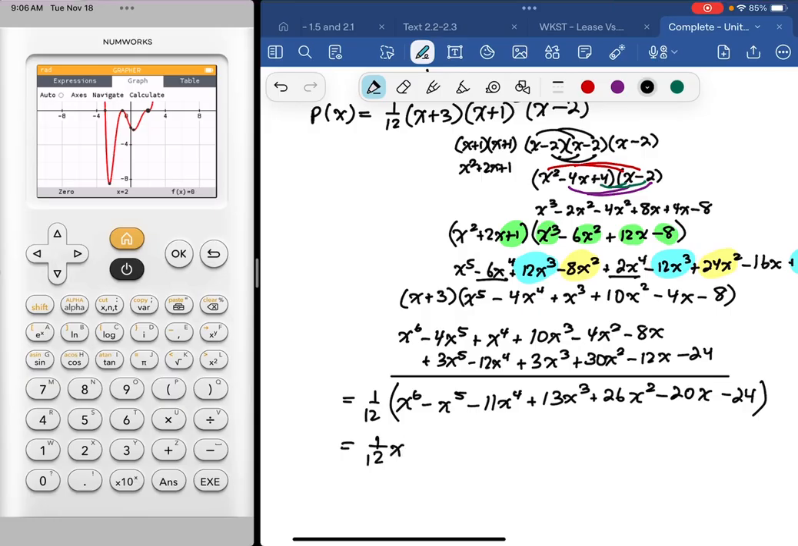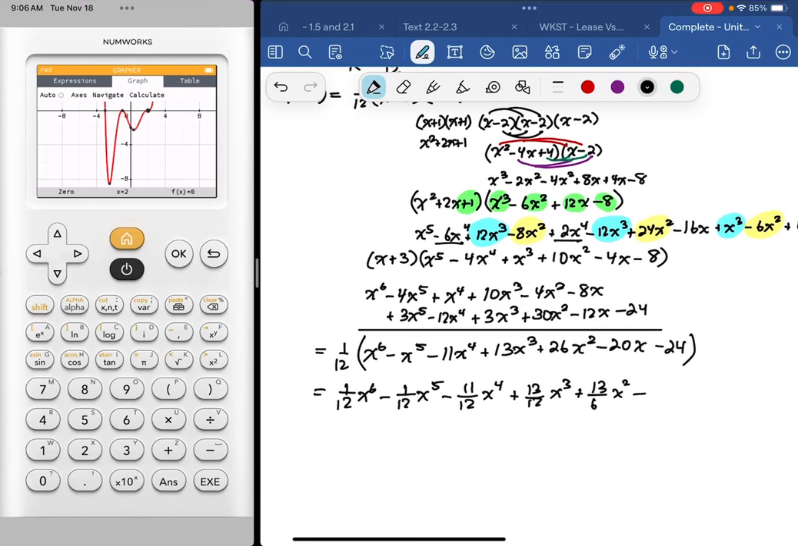So 1/12 x to the 6th minus 1/12 x to the 5th minus 11 over 12 x to the 4th plus 13 over 12 x to the 3rd plus 26 over 12, which would be 13 over 6 x to the 2nd minus 20 over 12, which would be 10 over 6, 5 over 3, x minus 2.